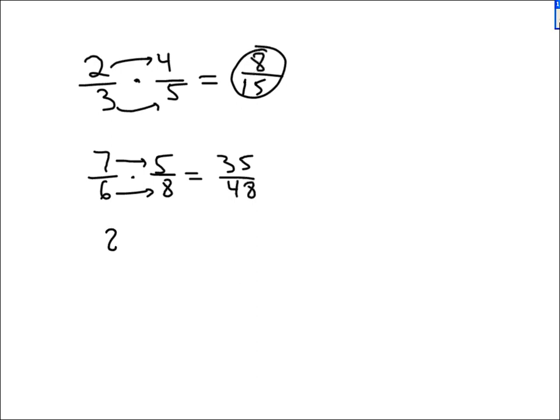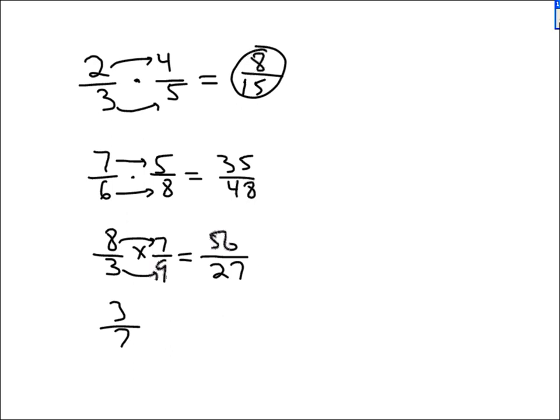You were asked to multiply 8 over 3 by 7 over 9. Just two multiplication problems. 8 times 7, 3 times 9, problem's done.